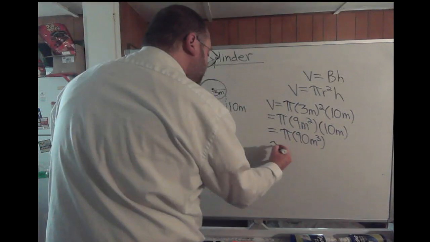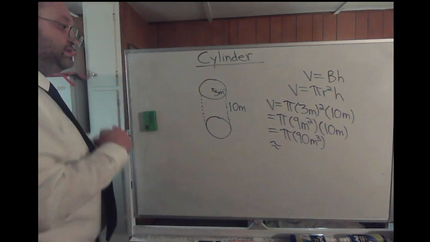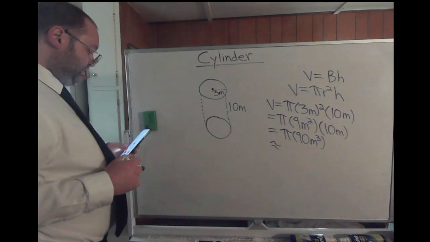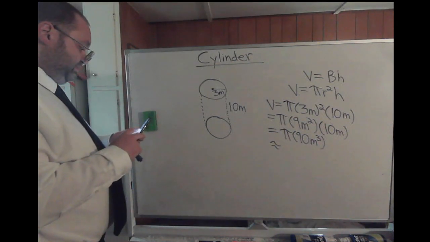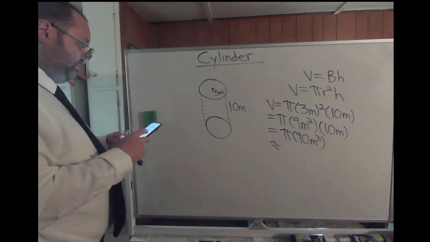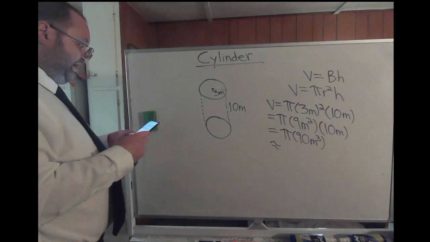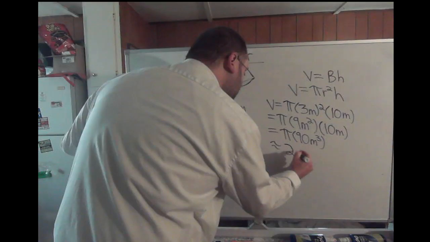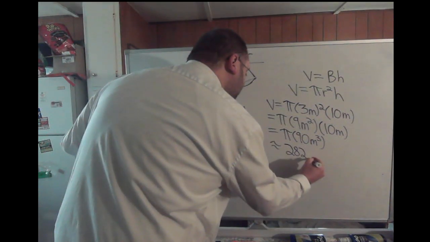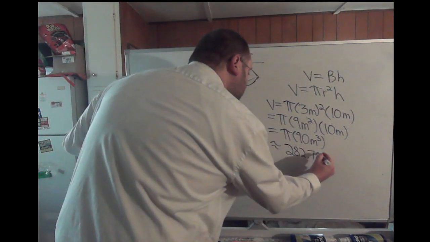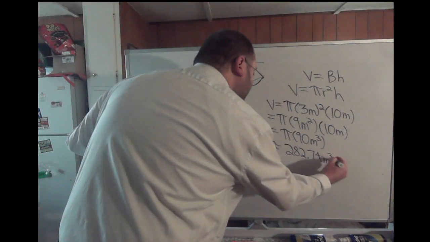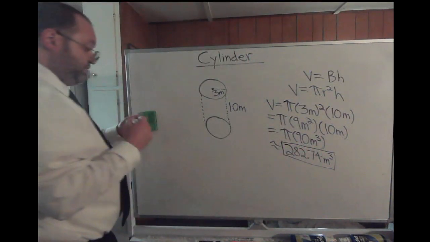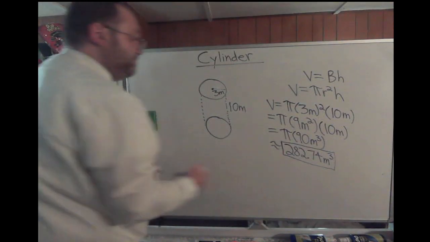Well, we'll round the result to about 2 decimal places. So it's pi times 90. You get 282.74 cubic meters is what you would get for the volume of this cylinder.